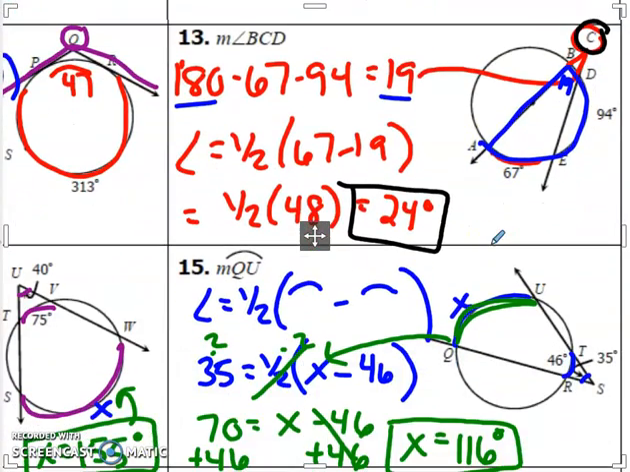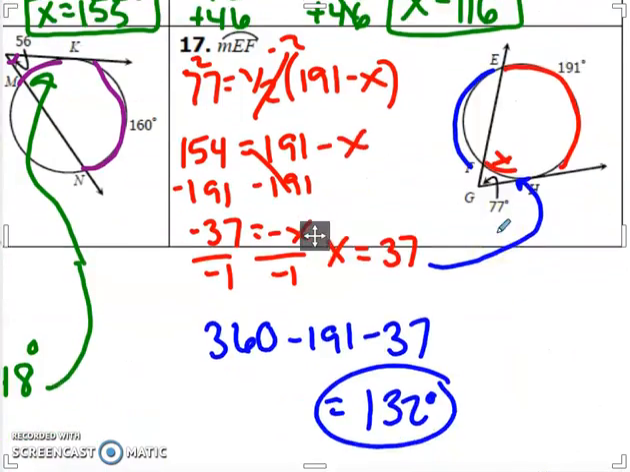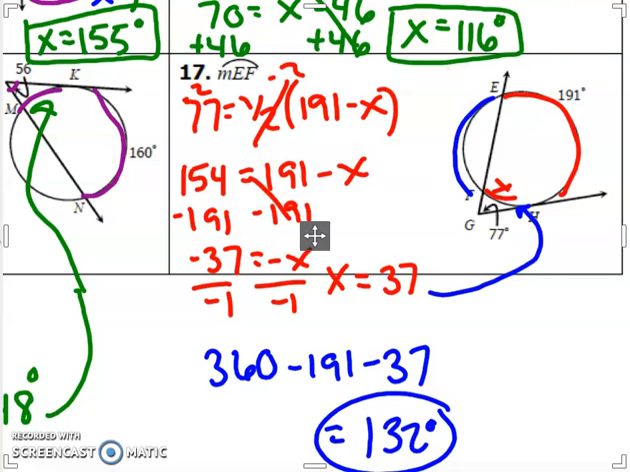Okay, and then the last one was 17. And so first off, they gave you 191, which was your big arc. You did not know this minor arc, and you did know the angle. So we had to work backwards and say 77 was equal to the larger arc minus x, because I don't know this piece. Once you times by 2, and then subtract 191, and then divide by a negative 1, you end up getting 37. And so you know that this piece from F to H is 37.